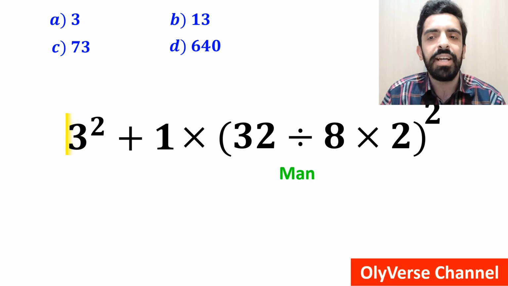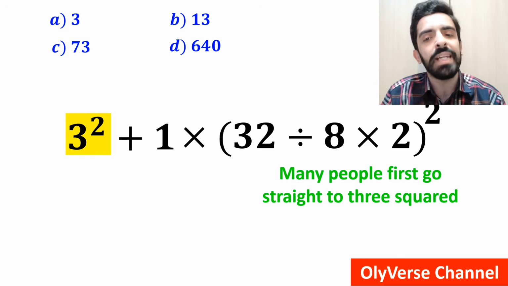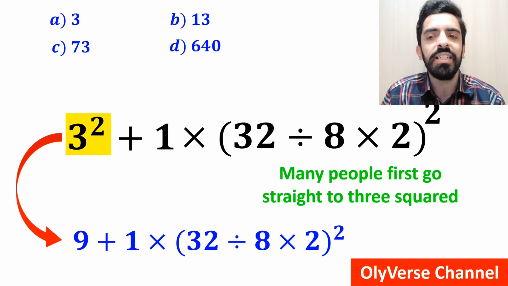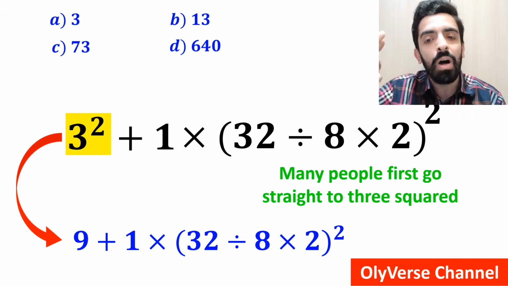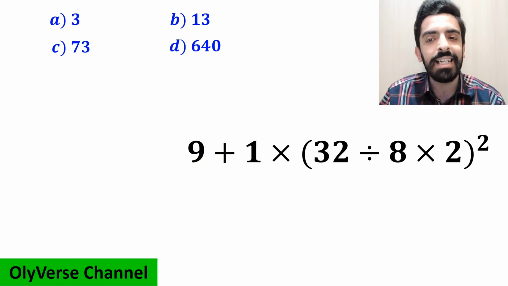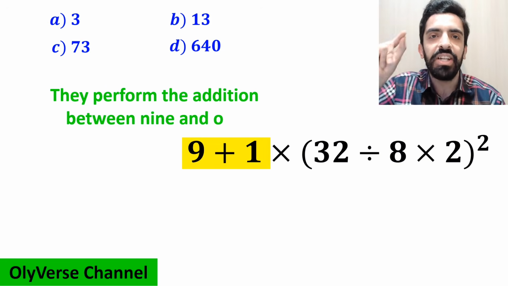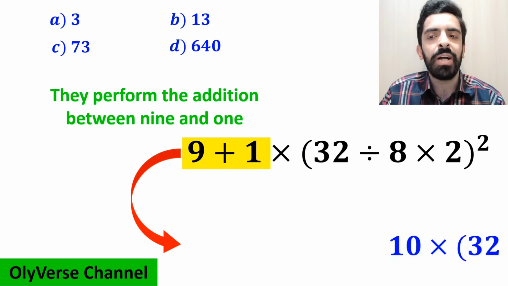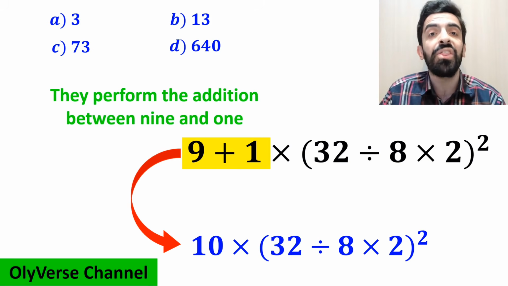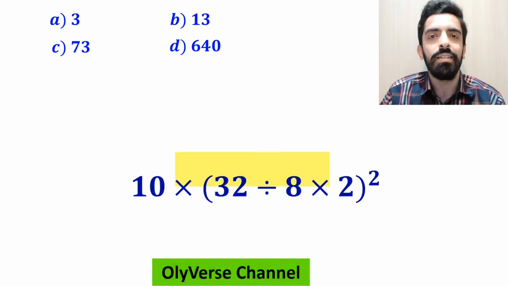To solve this question, many people first go straight to 3 squared and they simplify this expression to 9 plus 1 multiplied by (32 divided by 8 times 2) all squared. In the next step, they perform the addition between 9 and 1 and write this expression as 10 multiplied by (32 divided by 8 times 2) all squared.